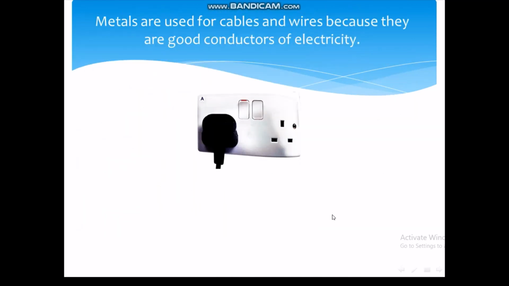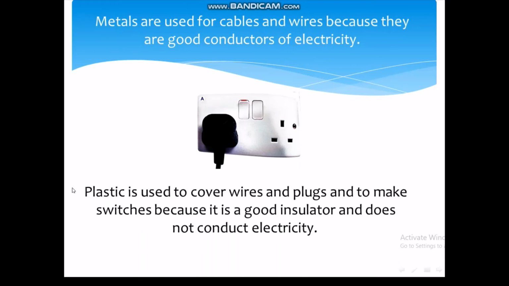Now, one might think, okay, metals are good conductors, therefore they're used for cables and wires, but why do we use insulators, or when do we use insulators? Here's an example of an insulator, which is plastic. It's used to cover wires and plugs and to make switches because it's a good insulator and does not conduct electricity. Therefore, next time when you're thinking to plug in your charger to charge your laptop or phone, you're safe because the plug is covered by plastic.